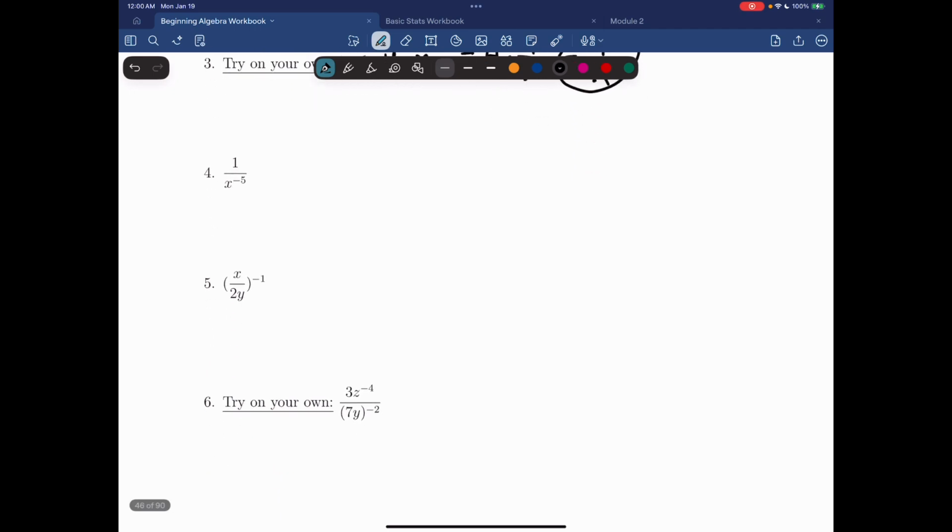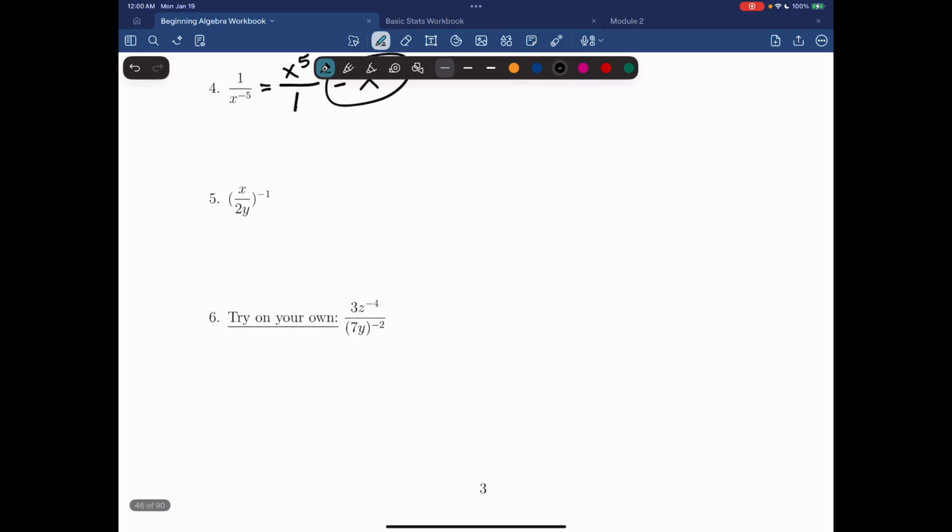Looking at example 4, we have 1 over x to the negative 5th power. So how might we go about this one? Because we have a negative exponent in the denominator now, and not in the numerator, like we've seen before. Well, if we want to make this exponent positive, all we have to do is bring that up to the numerator. So we have x to the 5th over 1. And then anything divided by 1 is just itself. So our final answer is just x to the 5th.